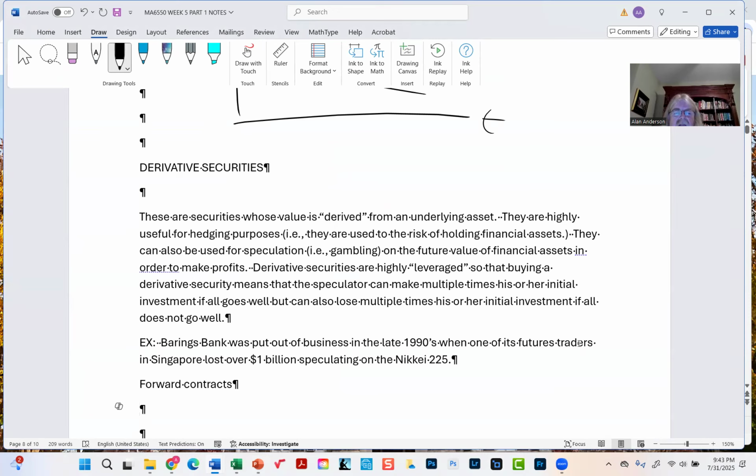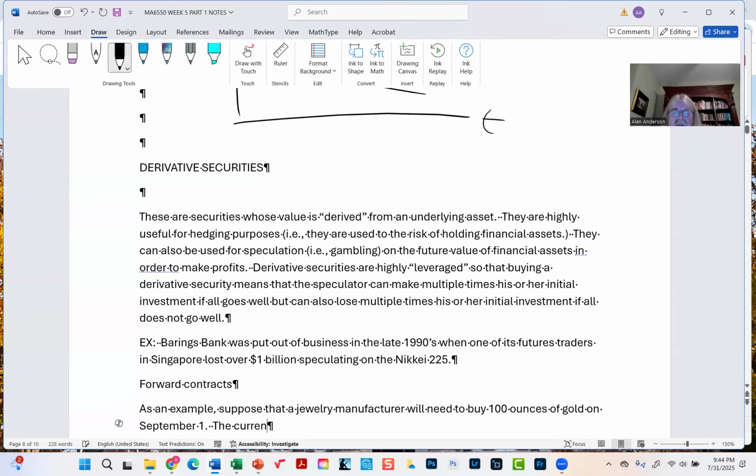As an example, suppose that a jewelry manufacturer will need to buy, let's say, 100 ounces of gold on September 1st. The current price is, let's say, $3,300 an ounce.